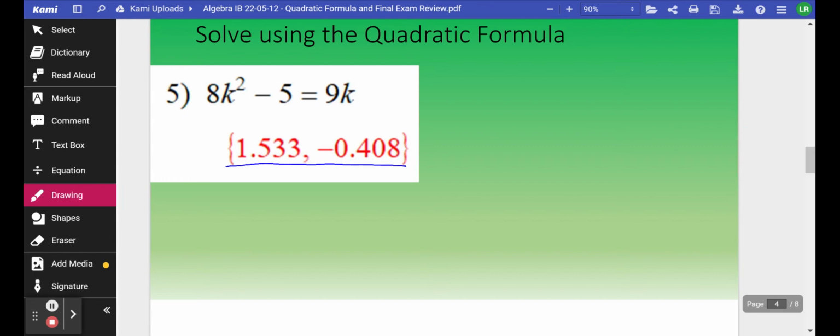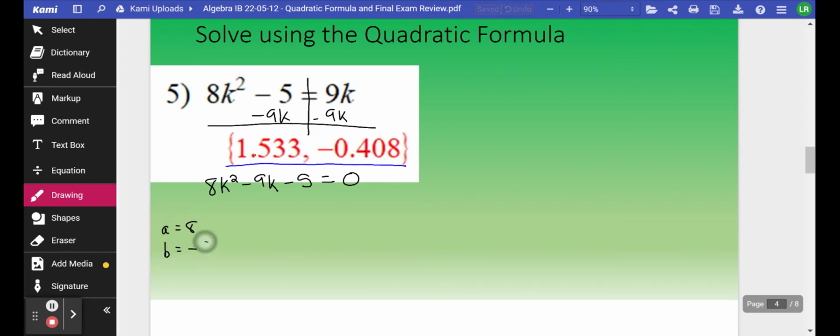Now, this particular one is not ready to be solved yet. If you did not get these, you could have done your quadratic formula correct. It's just you don't have the right ABC. We have to minus 9k on both sides, and then put that in the correct order. The correct order is 8k squared minus 9k minus 5 equals 0. Now it is ready to solve. So my A is 8, my B is -9, and my C is -5. If you didn't have that, you probably have the wrong answer.